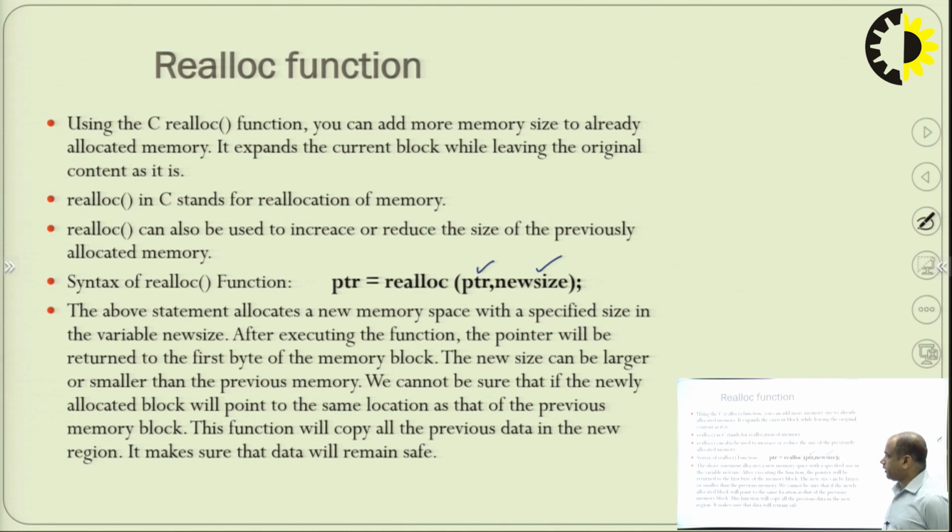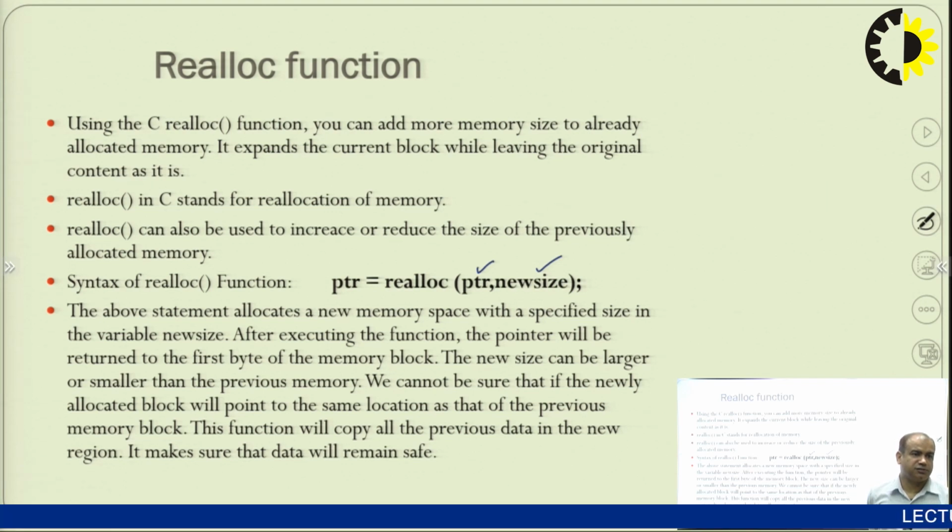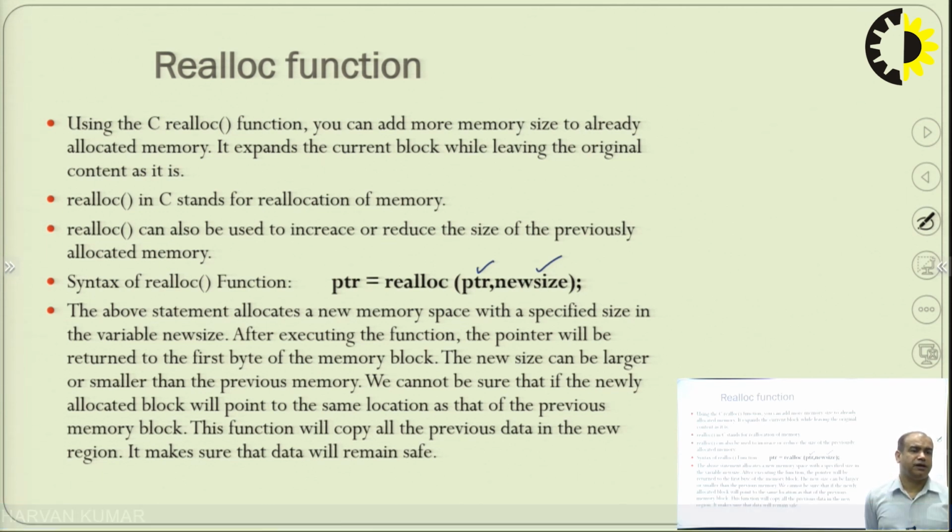The above statement allocates new memory space of the specified size, the variable new size. After executing the function, the pointer will be returned to the first byte of the memory block. The new size can be larger or smaller than the previous memory. We cannot be sure that the newly allocated block will point to the same location as the previous memory block, or that this function will copy all the previous data into the new region. It makes sure that data will remain safe. That is an internal matter, that is not our concern.